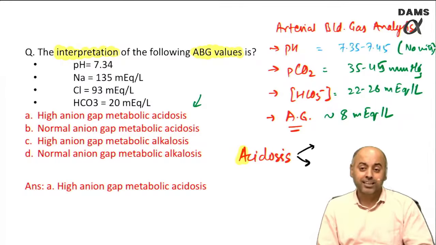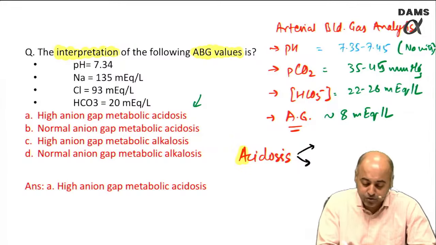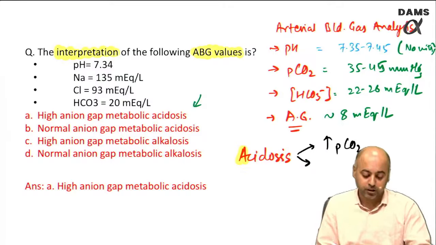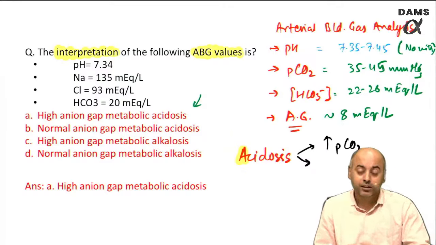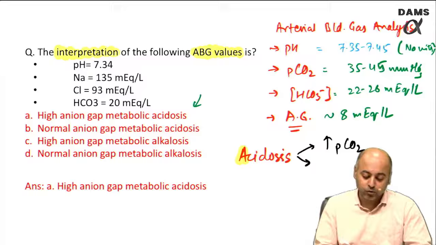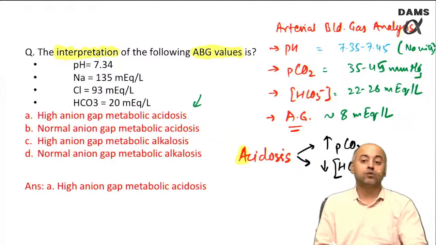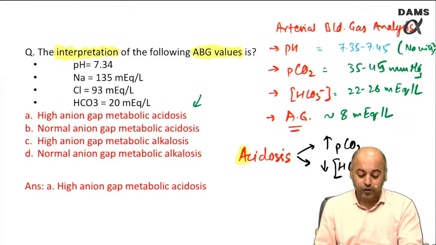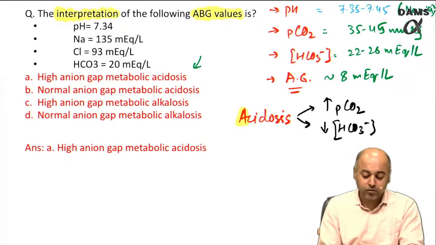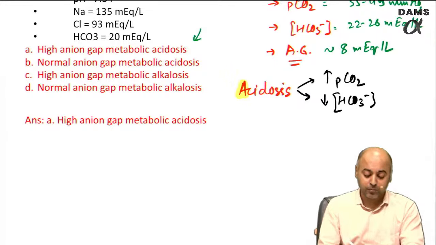Acidosis means the H plus concentration is higher. H plus concentration in the blood is coming from PCO2. That means either the PCO2 value should be high. The other aspect is H plus value can be relatively higher when the bicarbonate value is low. So the other way in which the H plus value can rise is if the bicarbonate is low. So in acidosis either the PCO2 will be high or the bicarbonate will be low.